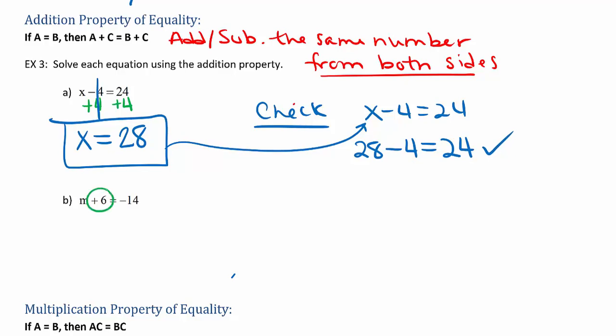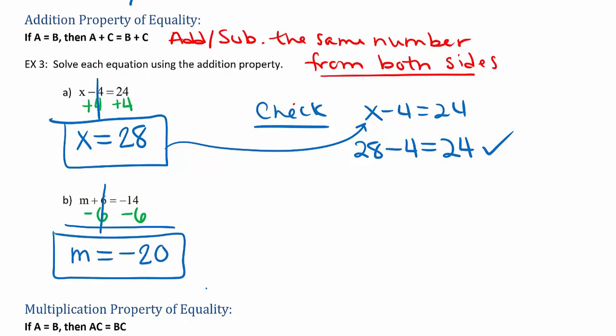And if we have a positive number we want to get rid of, like in example B, I want to get rid of that plus 6. To get rid of that plus 6, I can actually subtract 6 from both sides. So I always want to do the opposite of what I see. It's a plus 6 that I'm getting rid of, so I'm going to subtract 6. And I have to do that to both sides of the equation. That gets rid of the 6 on the left-hand side, and I'm just left with the m. And minus 14 minus 6, that is minus 20. Okay, so we're allowed to add or subtract the same thing to both sides of an equation.